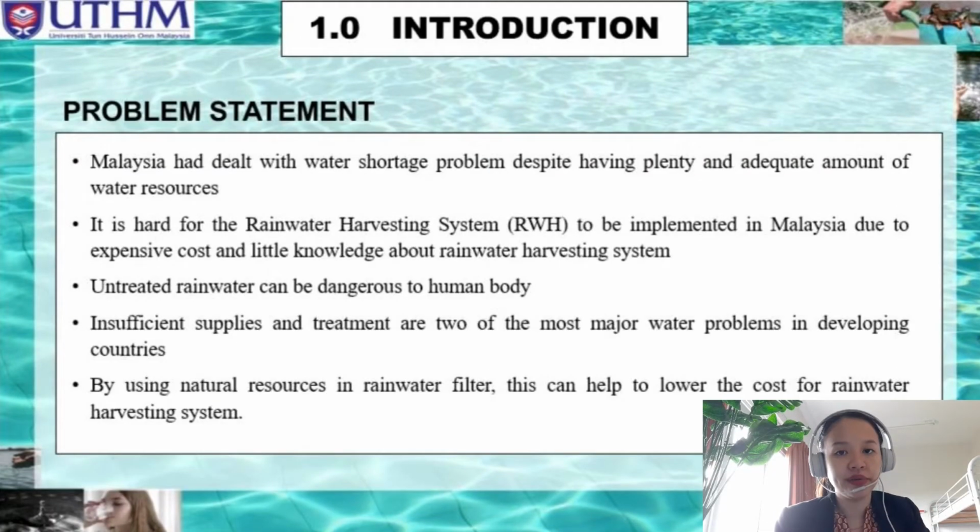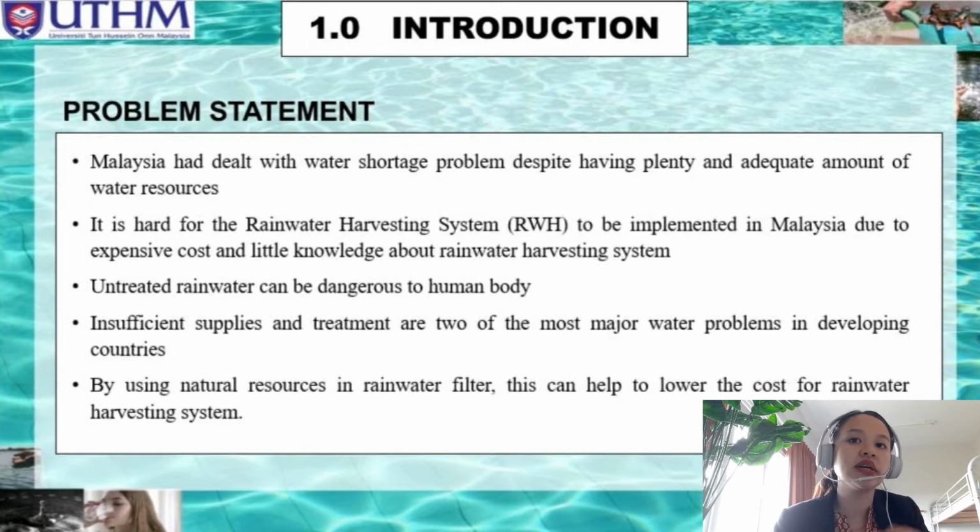Good day to everyone. My name is Joyciana Jos, and today I would like to continue with the problem statement of our project. As we all know, Malaysia is one of the countries that has dealt with a water shortage problem despite having a plentiful and adequate amount of water resources. This is due to the increasing demand for water consumption by the industries itself.